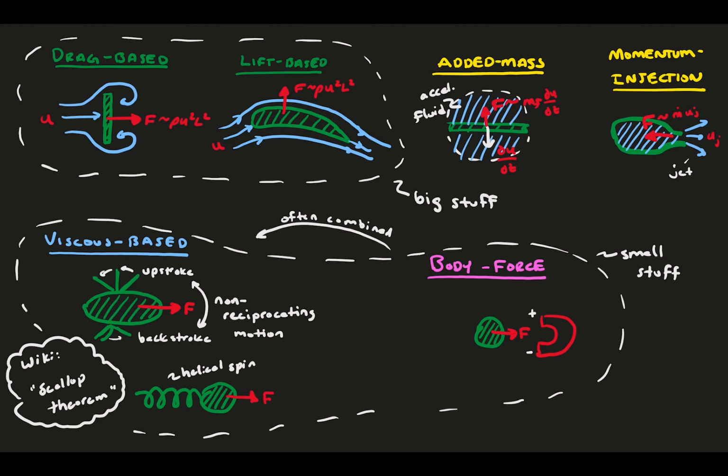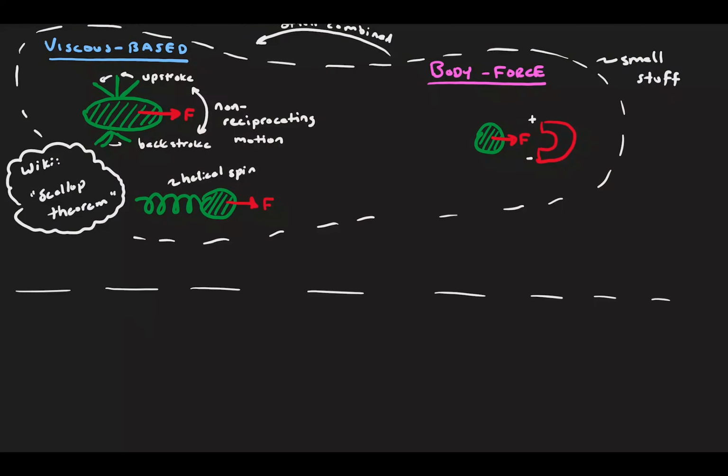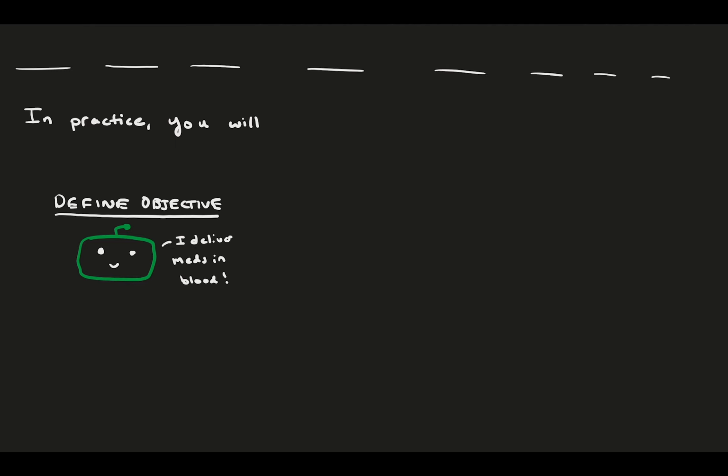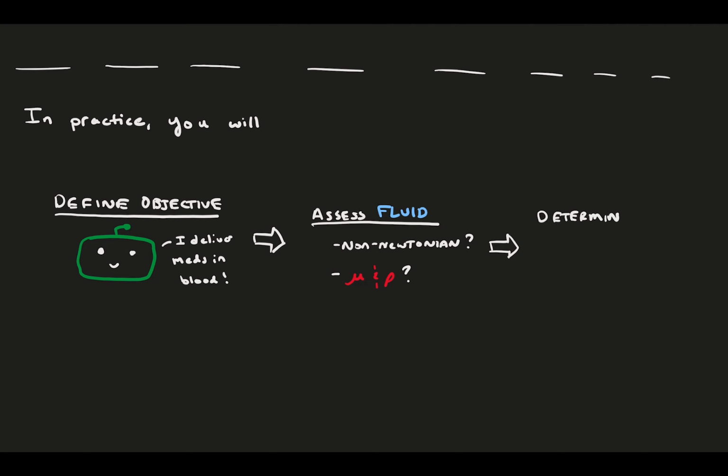There are likely more, but I think these are the major players that cover a wide range of applications. In practice, you will generally do the following. You'll define your objective. What do you want your robot to actually do? What are its tasks and motions going to be like? Then you have to assess the fluid. Is the fluid even important? Is it non-Newtonian? What is the density and viscosity? Then, determine your flow regime, likely with the Reynolds number. Big, fast things get different equations than small, slow things do.